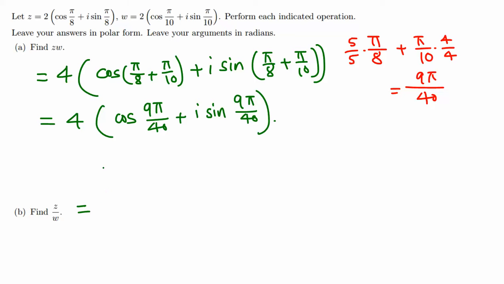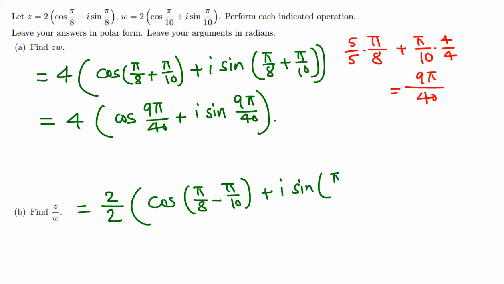By the rule we learned in class, we divide this outside number by 2. So 2 divided by 2, that's outside, which is 1 in fact, and we get cosine the angle, this angle, minus pi over 10. So pretty much the same thing, but this plus will be negative. So cosine of pi over 8 minus pi over 10 plus i sine of pi over 8 minus pi over 10, and 2 over 2 is just 1, so we don't have to write anything.